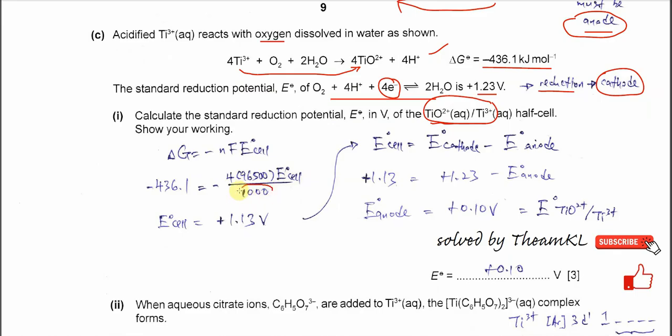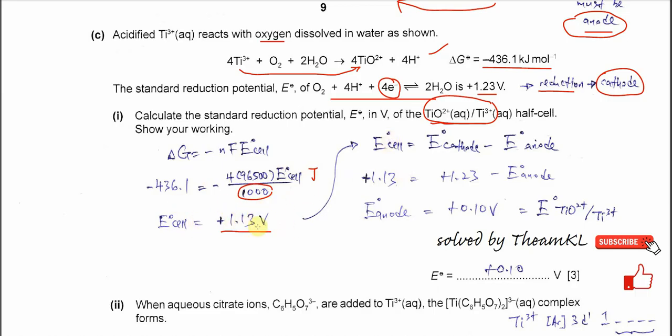This one you must put, because the nFE0 cell, after you calculate, is in joule. We need to convert joule to kilojoule, therefore we need to divide by 1000. After that, rearrange, you get E0 cell, which is positive 1.13 volt. So now we already get this.